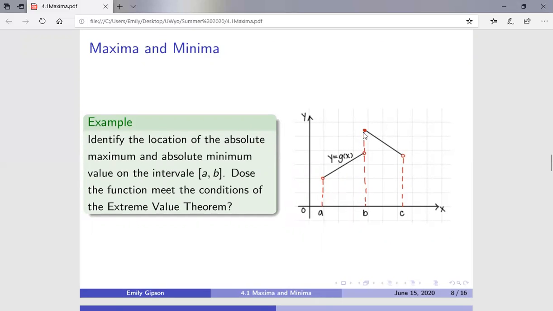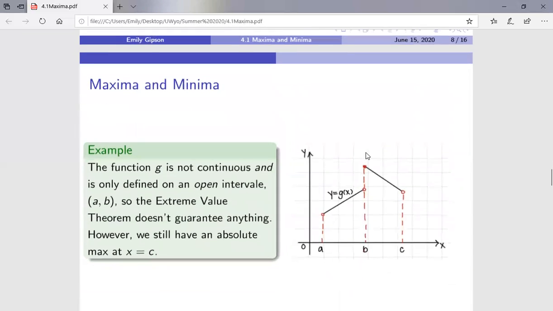Furthermore, we've got a jump discontinuity. So right here, f prime of x does not exist and our graph is not continuous, right? So we are neither continuous nor are we on a closed interval. So it does not meet the conditions of the extreme value theorem. So the function g is not continuous and it is only defined on the open interval a to b. So the extreme value theorem doesn't guarantee anything. We can't guarantee that we're going to have an absolute minimum or an absolute maximum. However, we still have an absolute maximum at x equals c. That's this point right here.